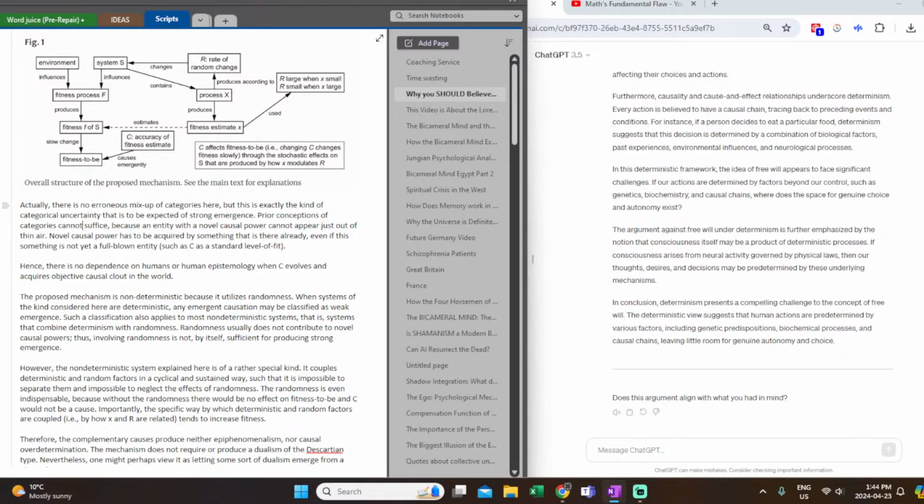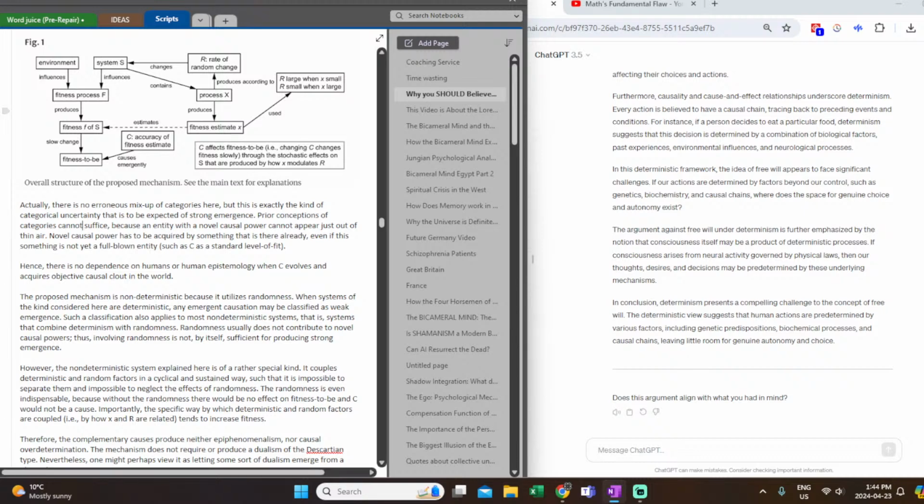Okay, so what this was in response to is that he was addressing the objection that this thing called C, which is an accuracy estimate of its own fitness, is just a mental construct, right?